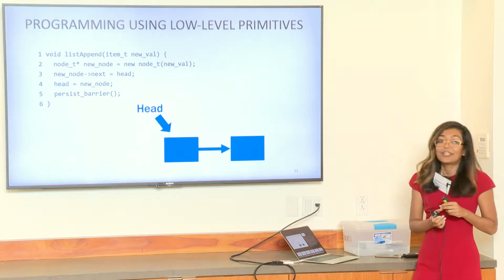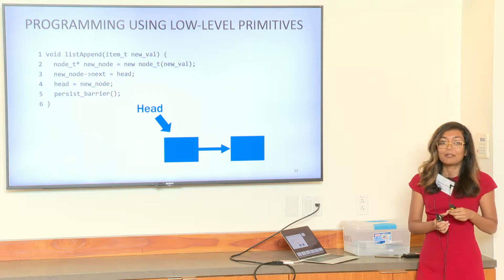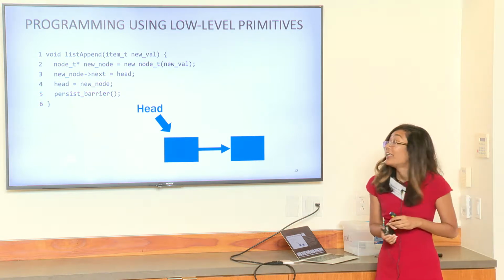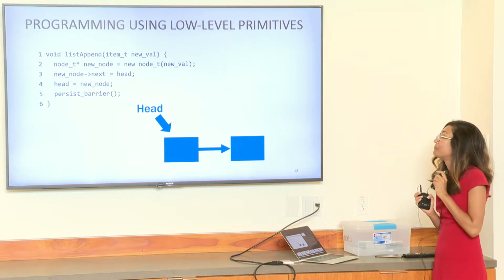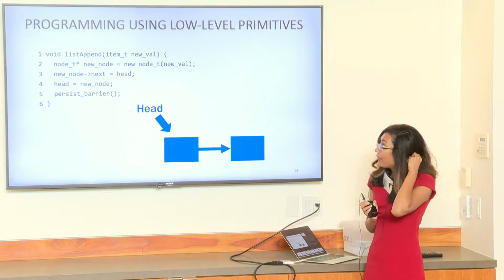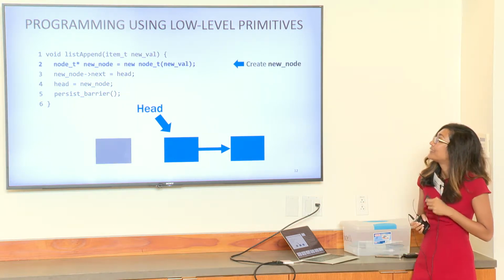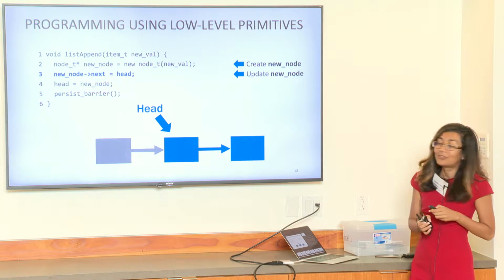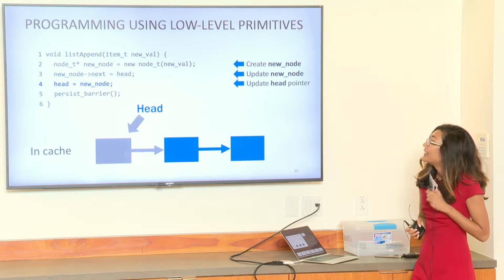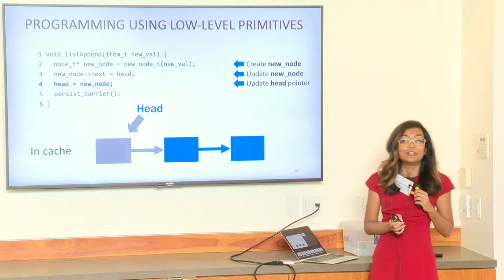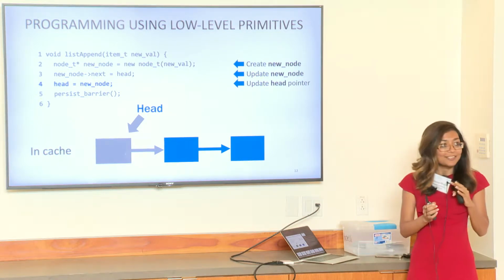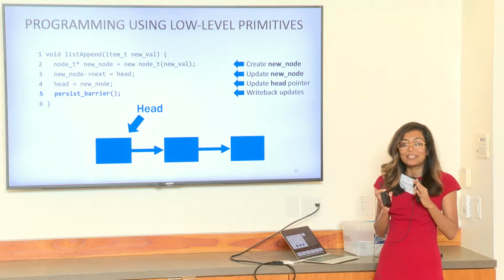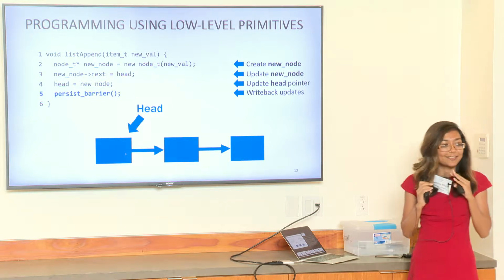So let's see how we can use these flush and barrier instructions to do a very simple task: appending a node to our linked list. In this code, first we create a new node. Then we point the node to the current head, and then we switch the head to the new node. And remember that all this data is in the cache, so at the end there is a barrier and a flush, which makes sure that everything is persisted in our NVM.